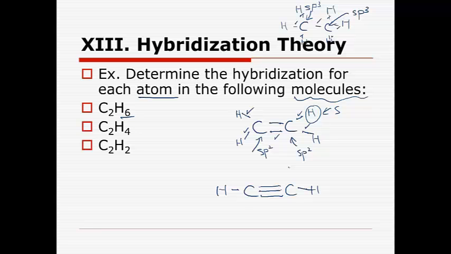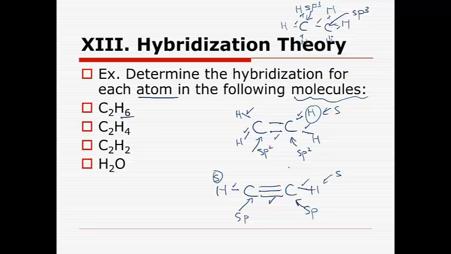For each one of these, the hydrogen is just going to be an s because there's only 1. The carbon, you count 1, and the triple bond, you only count 1. So it's a total of 2, so that's an sp. This carbon, same thing. You count 1 from the triple bond, 1 there. So that's also an sp, and that is going to be an s.